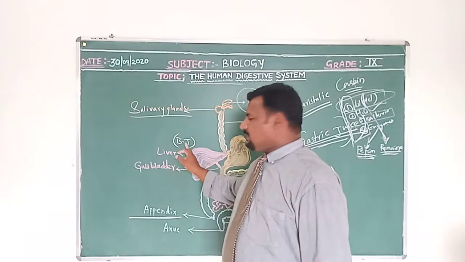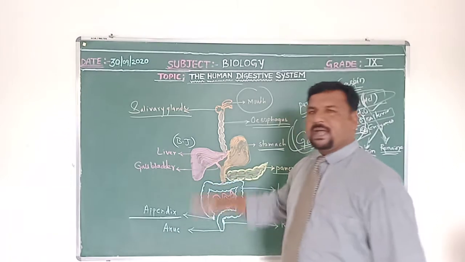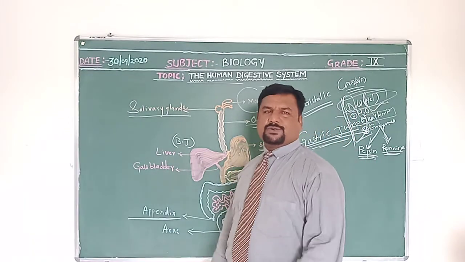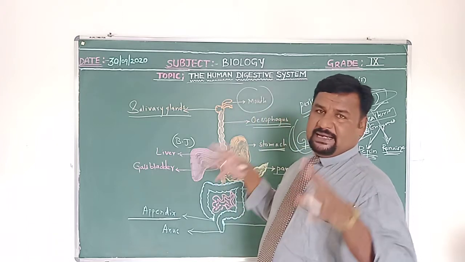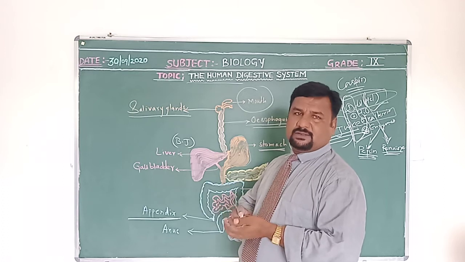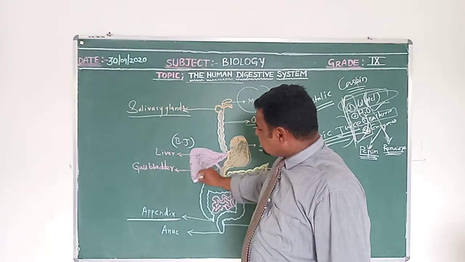It is produced in the liver. Bile juice production takes place in the liver with the help of hepatocytes. The cells present in the liver, hepatic cells or hepatocytes, we call. So they emulsify the fat. Who? Bile juice. So production of bile occurs in the liver.